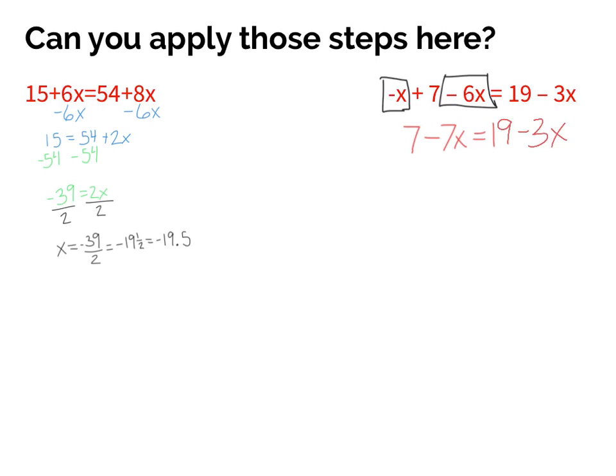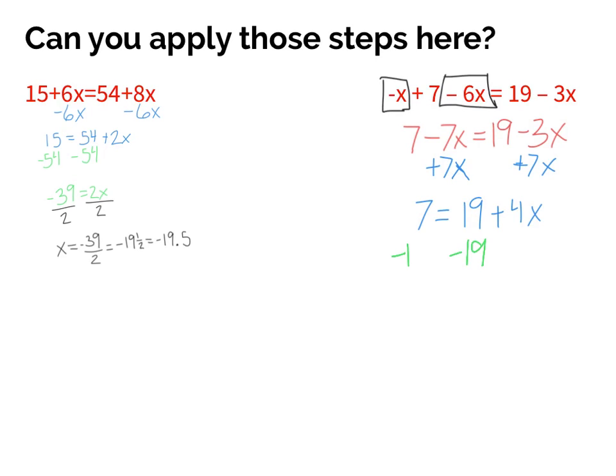What's a little bit funky about this, if you look at it, this negative 7x is actually going to be our smaller variable because negative 7 is smaller than negative 3. So we're going to add 7x to both sides, which is going to give us 7 equals 19 plus 4x. And this is the reason that we're going to want to move the smaller variable over, is it's more likely to give us a positive coefficient in front of our variable.